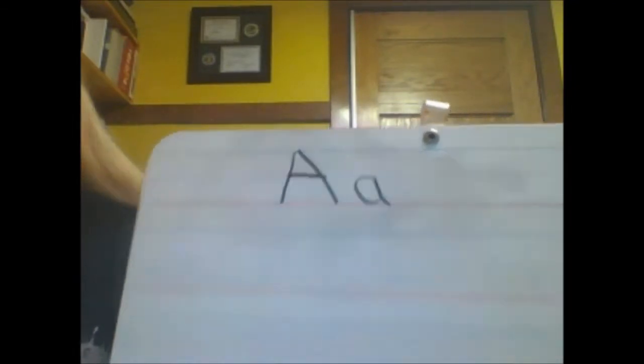So I'm going to show you how to make the letter A. We have an uppercase and a lowercase. The uppercase says slant down, across. And the lowercase a goes over, around, up, down. And later today, you're going to get a chance to watch some videos and practice making both the upper and lowercase a.